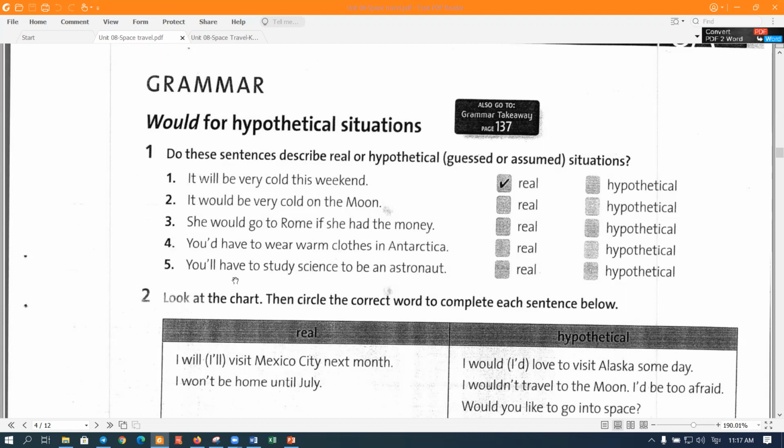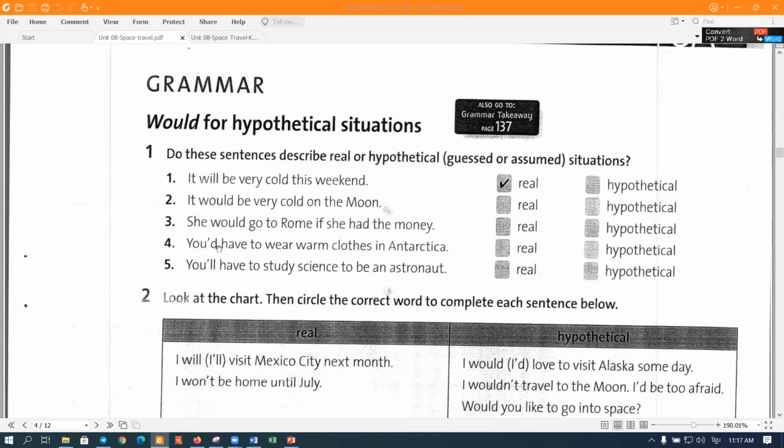You'll here means you will. You'll have to study science to be an astronaut. You know, when you want to speak contractions with would or will, you should pronounce the word and then with the manner of the sound of the consonant.